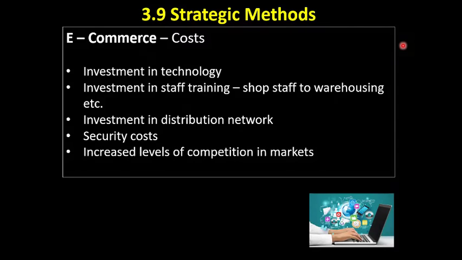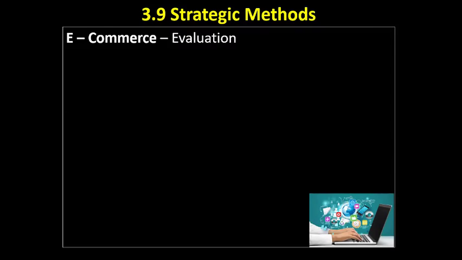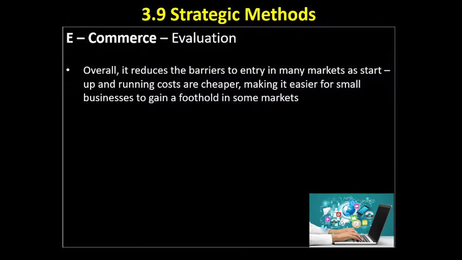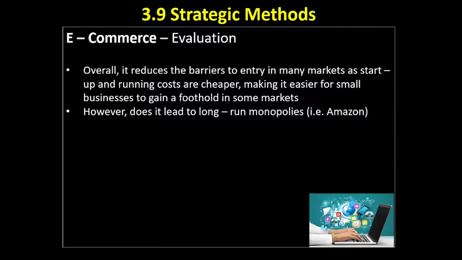And finally, there's been increased levels of competition in particular markets as a result of e-commerce, making it easier for new entrants to come in. So overall, e-commerce has reduced the barriers to entry in many markets as startup and running costs tend to be cheaper. So it's been easier for small businesses to gain a foothold in some markets. So you could argue that e-commerce has been very good for consumers. However, it could lead to long-run monopolies like Amazon.